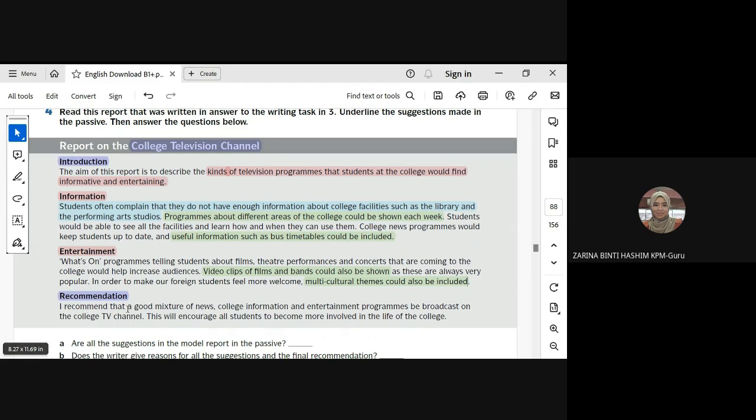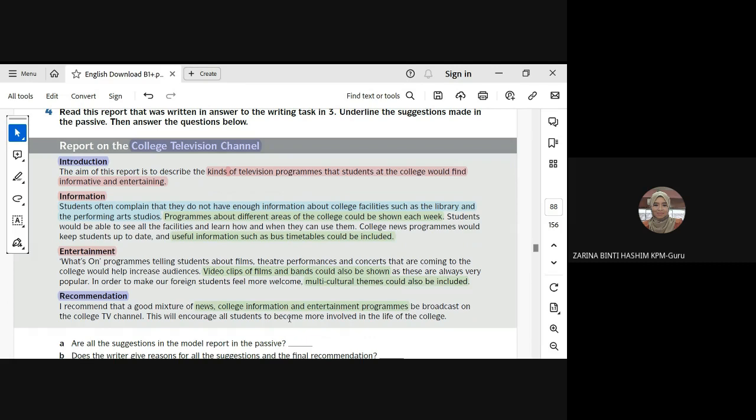I recommend that a good mixture of news, college information, and entertainment programs be broadcast on the college TV channel. So just now you gave suggestions, and in the last part you have to recommend whatever you have listed under information and entertainment. You have to say or write that again in the last paragraph under recommendation. So these are the things that you explained just now: news, the college news program, college information about bus trips and so on, and entertainment programs be broadcast on the college TV channel. This will encourage students to become more involved in the life of the college.